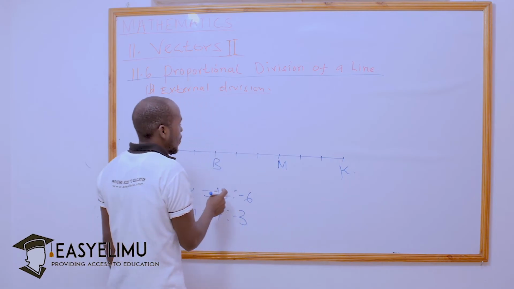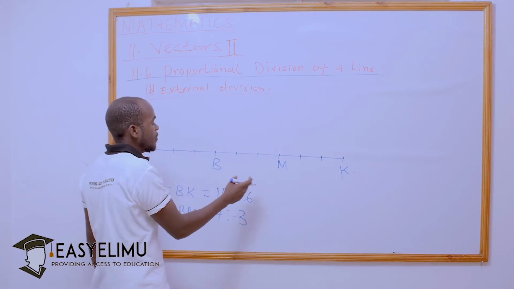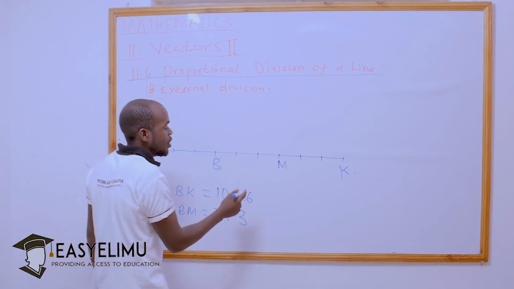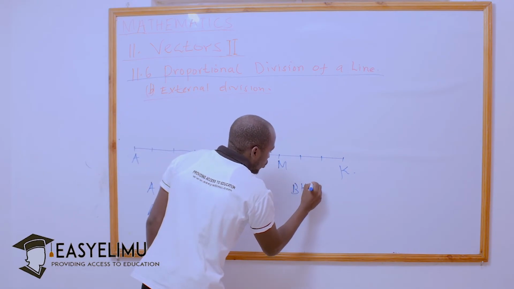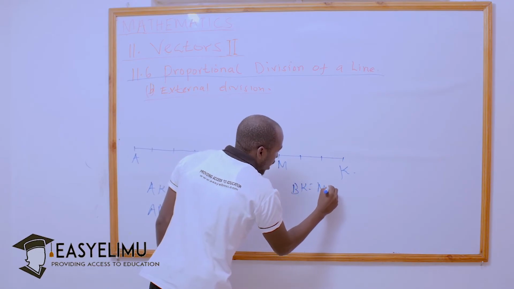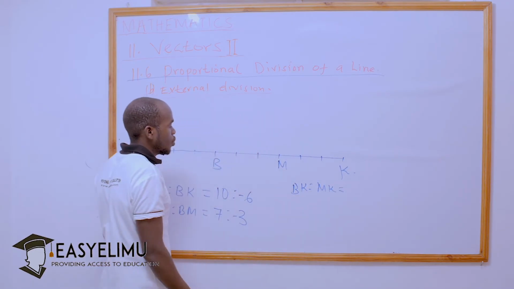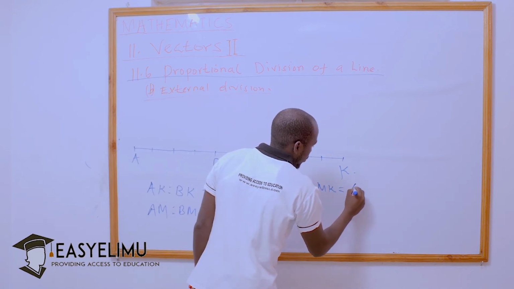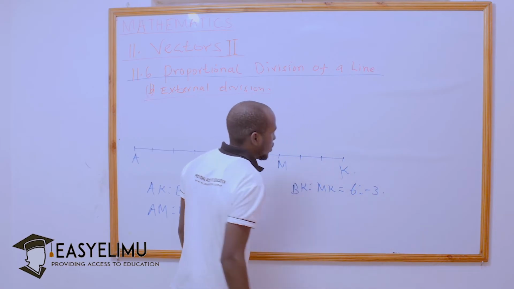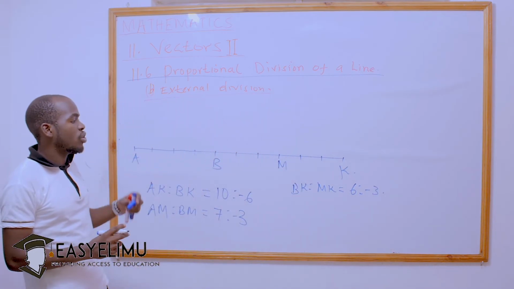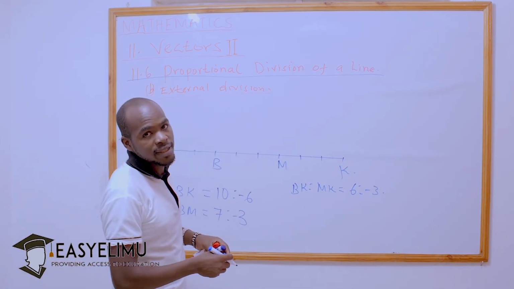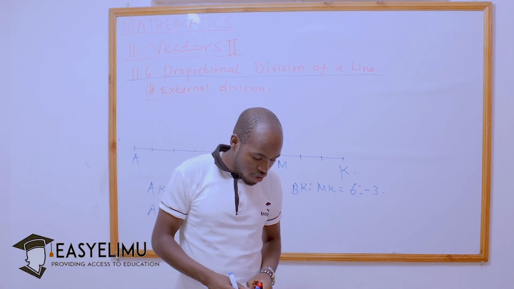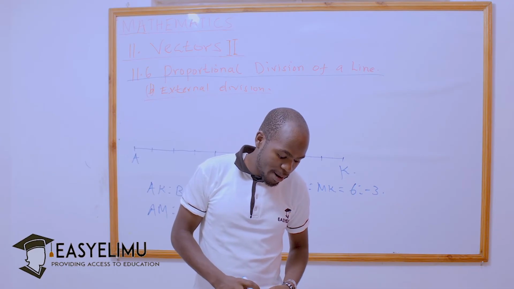The same can apply to this question: in what ratio does K divide line BM? You will find it will divide line BM in the ratio BK to MK equal to 6 to negative 3. That is what we will have. So that is how we give the external division of a line. After that, we are going to see much more, and we shall consider an example here.